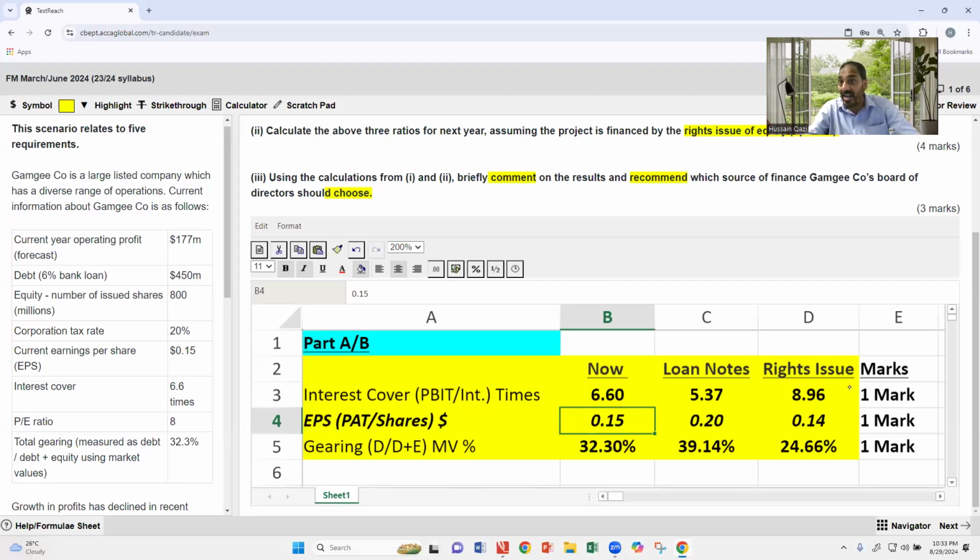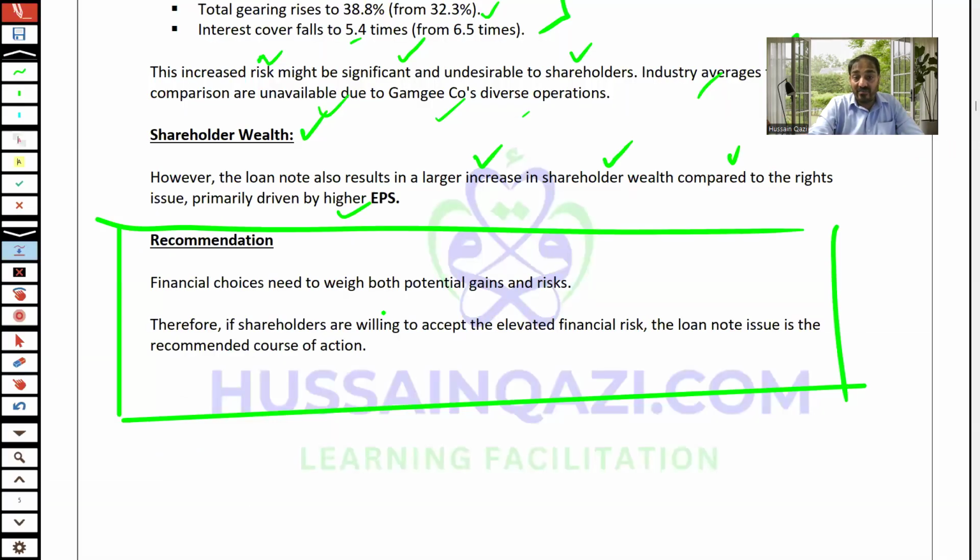We cannot go for the rights issue because with the rights issue, earnings per share decrease. What would we show to the shareholder? Here the winner: if you compare the loan notes with the rights issue, with loan notes there is an increase in gearing, but also earnings per share increase. Therefore, shareholders are willing to accept the evaluated financial risk. Loan notes issue is the recommended course of action.